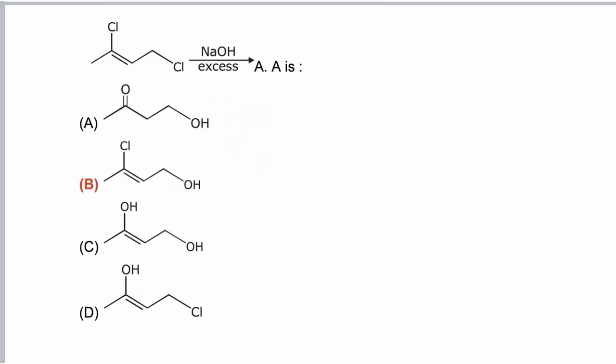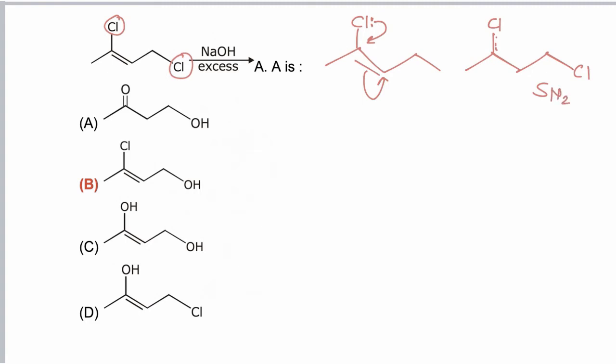In this question, 2 halogen atoms are present, but one of the halogen atoms is attached to an sp2 carbon. If a halogen is attached to an sp2 carbon, the lone pair of the halogen is involved in resonance with the double bond, so a partial double bond character is developed between carbon and chlorine, so it cannot be removed via the SN2 mechanism. So this Cl cannot be removed by the SN2 mechanism.